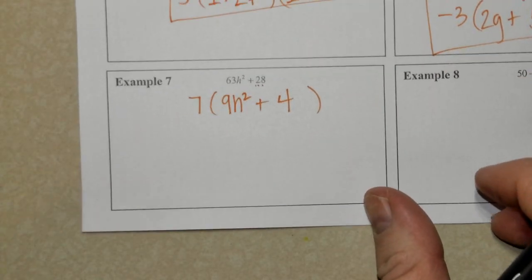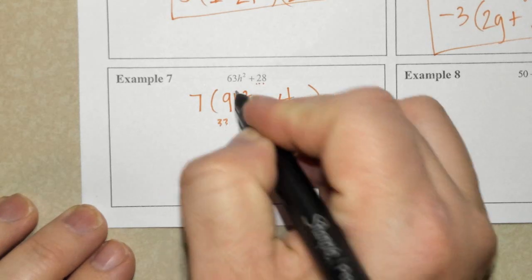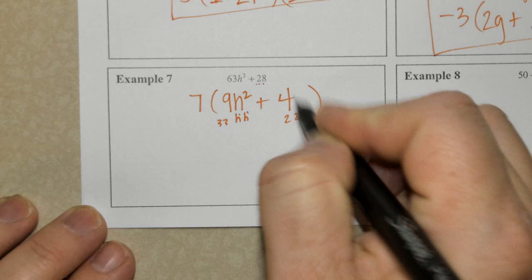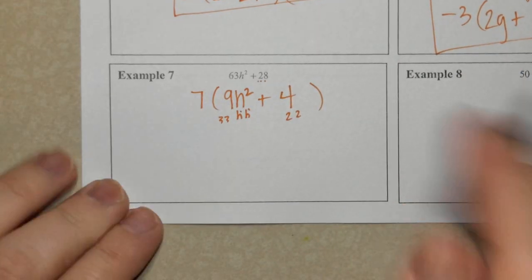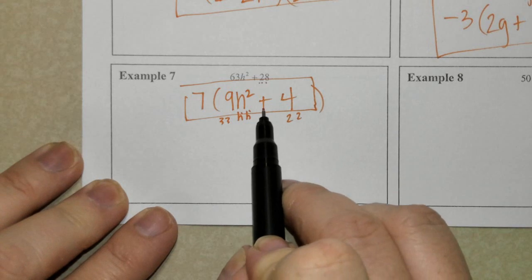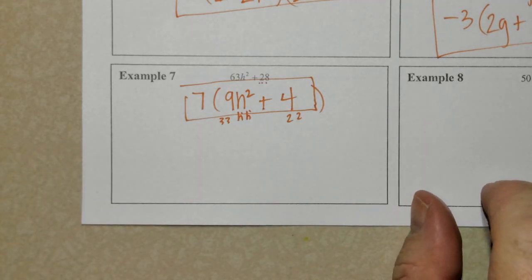Now, most students would go, okay, 3 times 3 is 9. I divide this by 2 to get h to the first. 2 times 2 is 4. But I know I can't go any further in rewriting this expression because there's a plus sign. Problem is done.